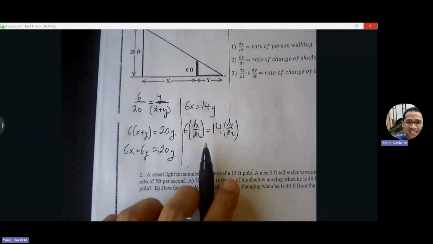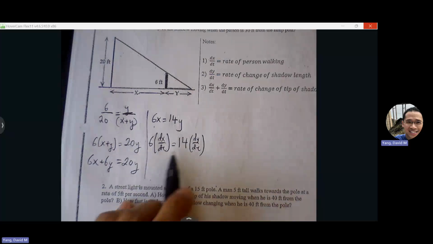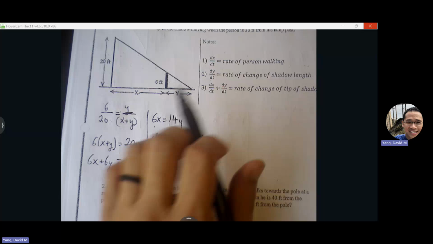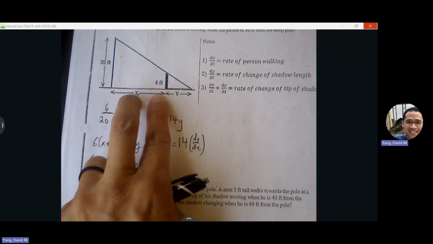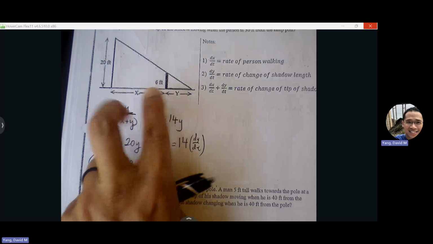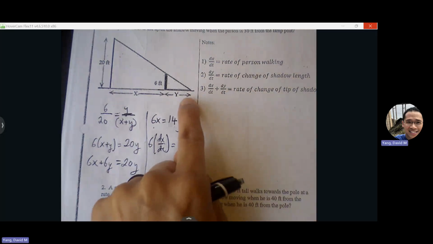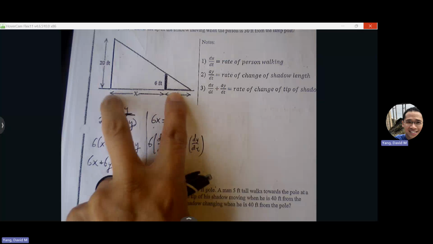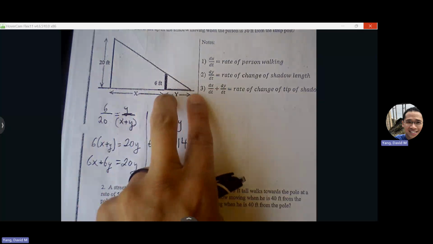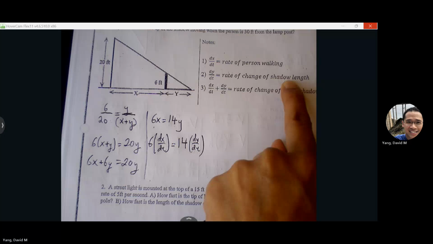So this is the equation we're going to be plugging into and finding our data. Let me talk about what these rates mean. dx/dt represents how fast the person is moving away or towards the lamppost, so basically the rate of the person walking. dy/dt: as the person is moving away and towards, the length of the shadow is going to be changing. So it's the rate of change of his shadow length.